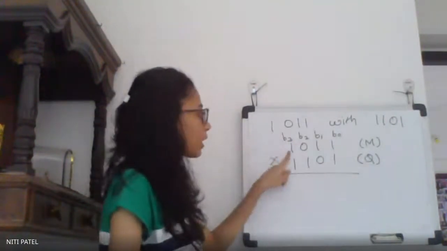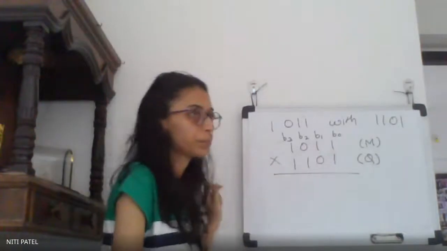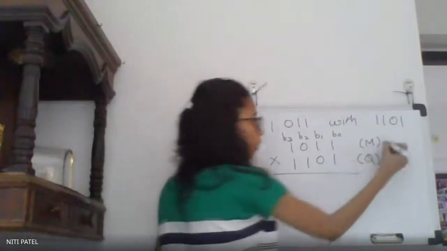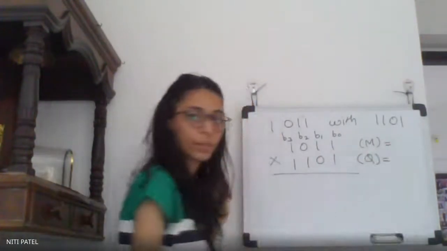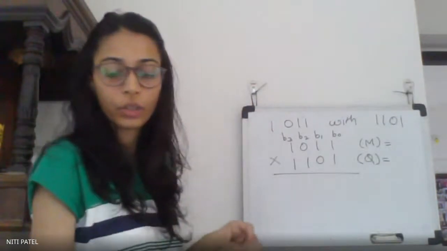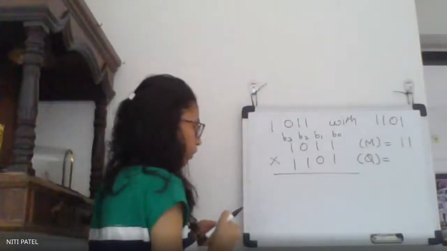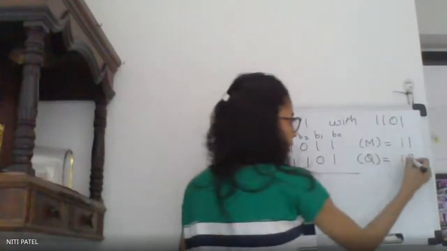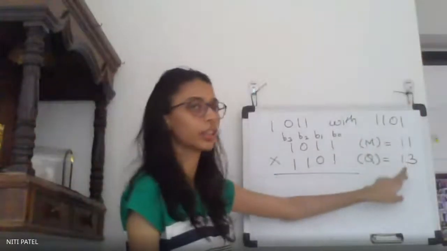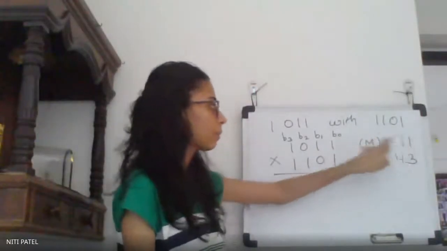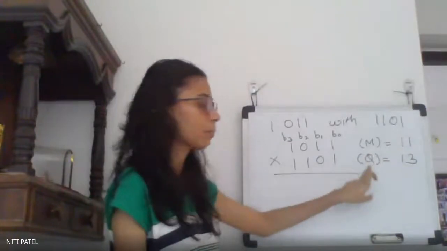So what will be the decimal of 1011? The decimal of 1011 is 11. Sorry, the first number is 11. And what is the decimal of the second number? 13. So we are multiplying 11 with 13. The first number is the multiplicand and the second number 13 is the multiplier.